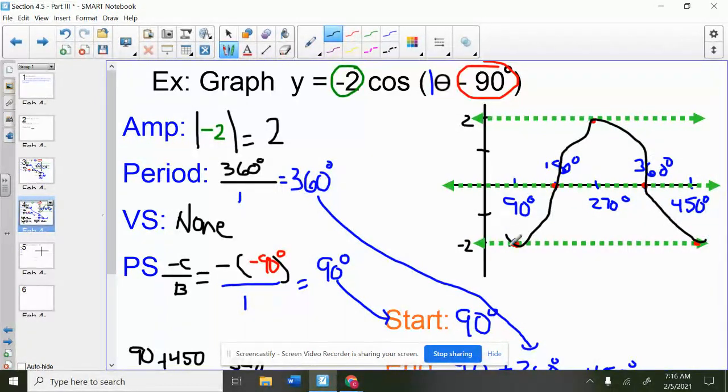Not my best work, but a curved value like this. Hopefully your pencil graph looks a lot better than mine. I'm using a mouse here. So again, kind of curved here, hitting these points, going down and going that way.